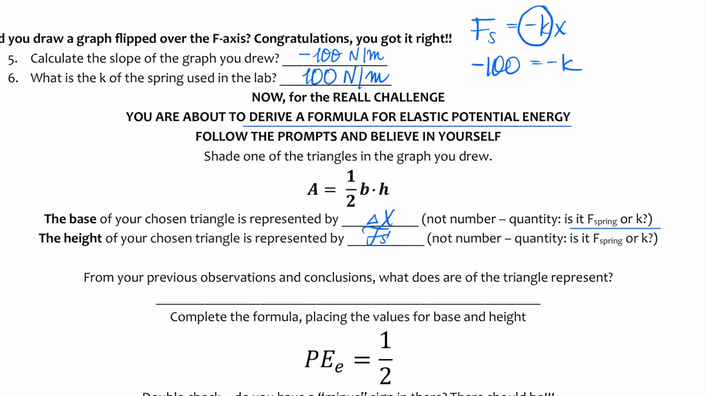From our observations and conclusions, we said that the area under the graph represents the work done by that force. So instead of area, I'm going to say work by spring will be equal to 1/2. Instead of the base, I'm going to say change in x. And instead of the height, I'm going to say force of the spring.